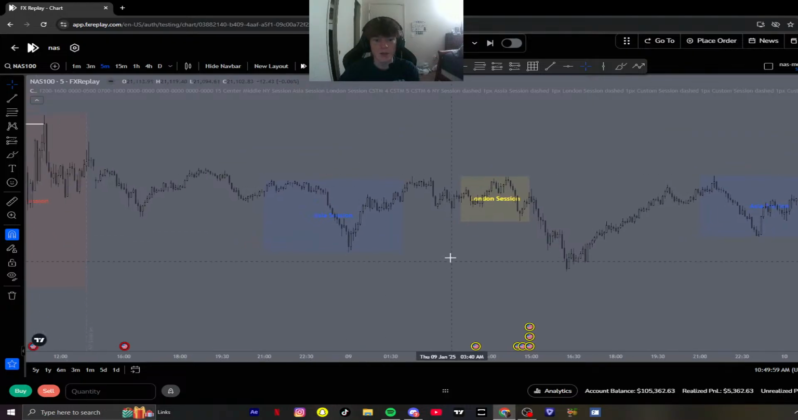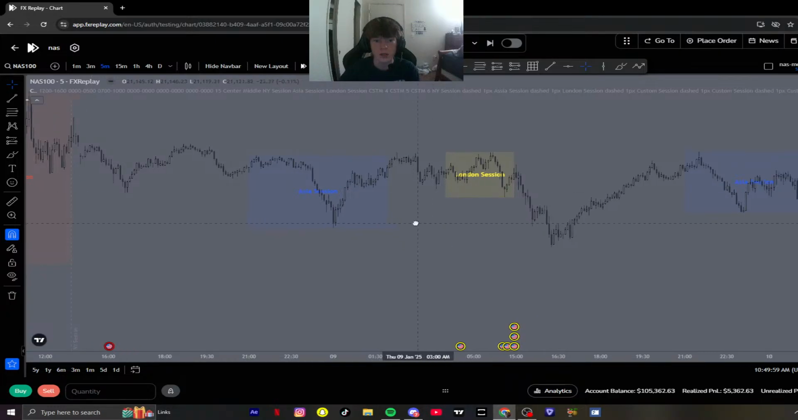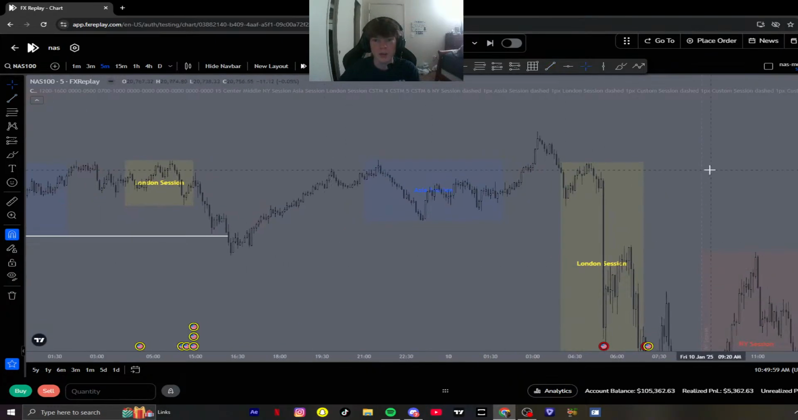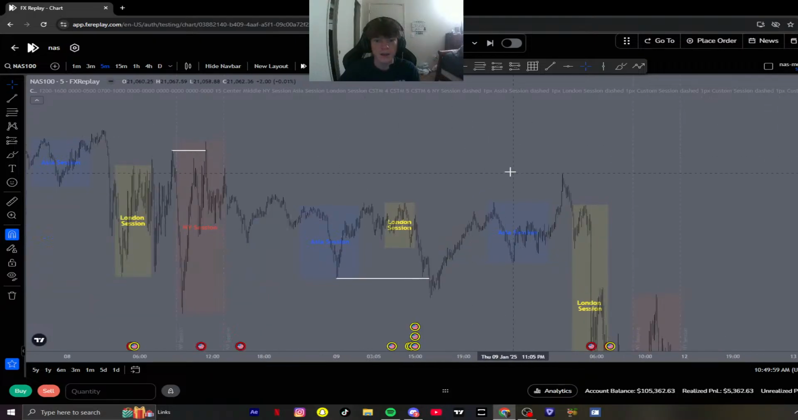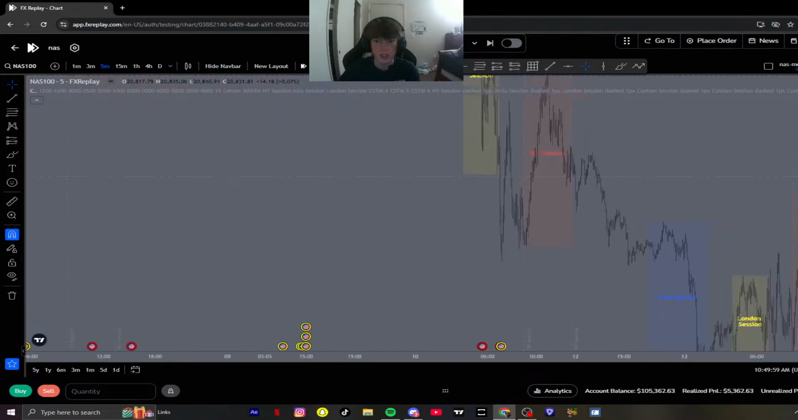Right, major move up. This is pretty much internal liquidity, external liquidity, right? This is internal liquidity. What does price do? It sweeps this liquidity right here, and then it goes up, okay? Then, right? That's pretty much all external and internal liquidity is, right?